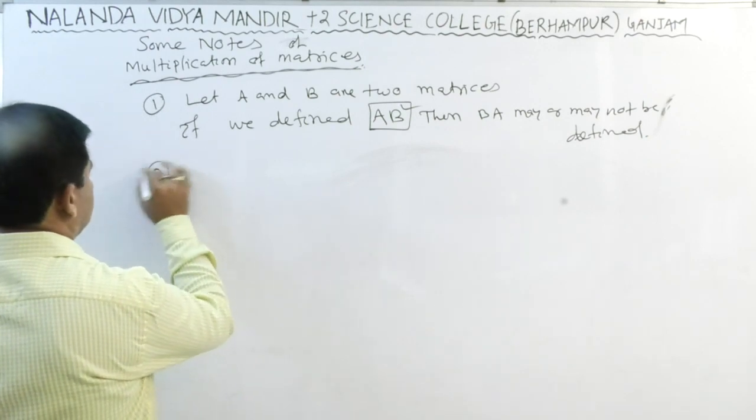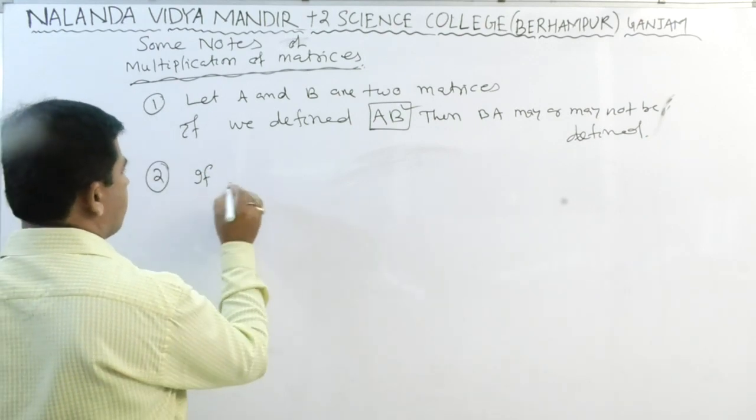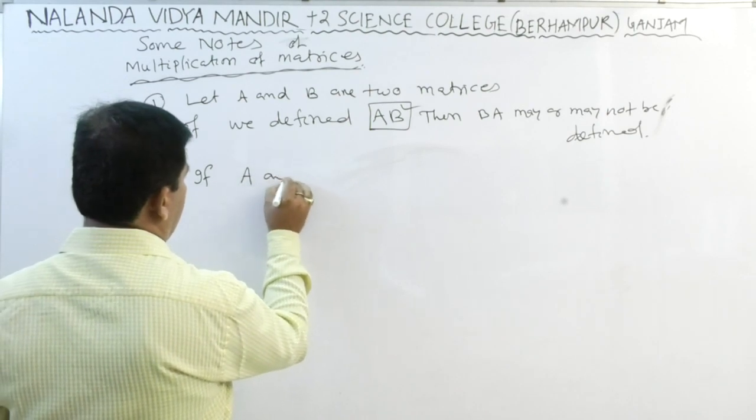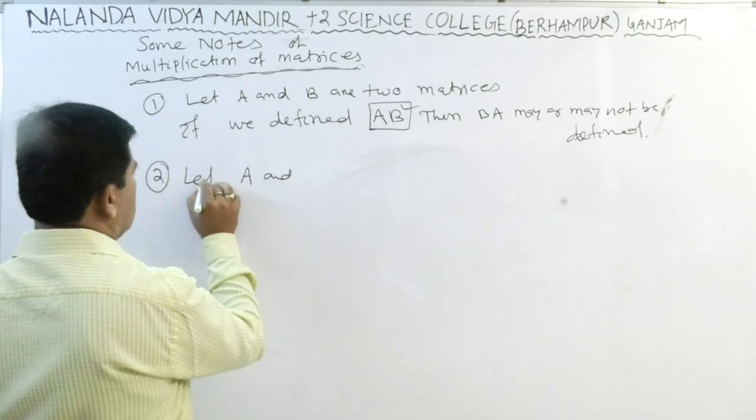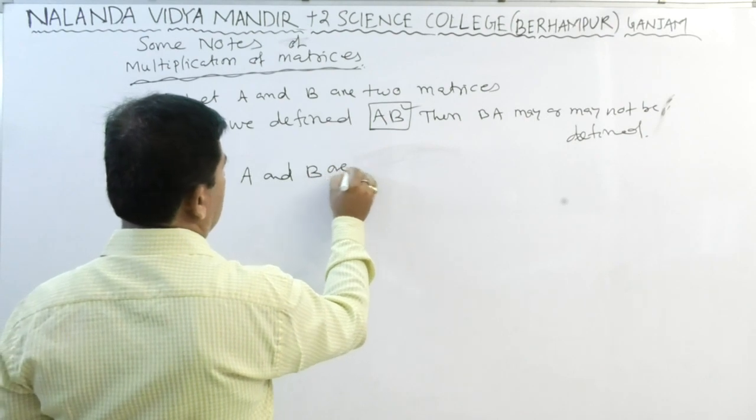Second point is, let A and B be two matrices.